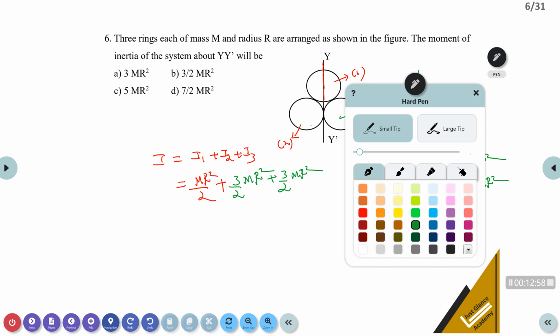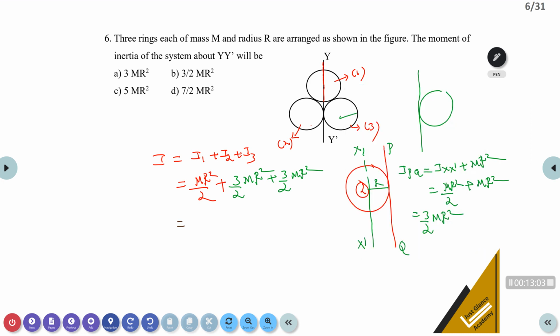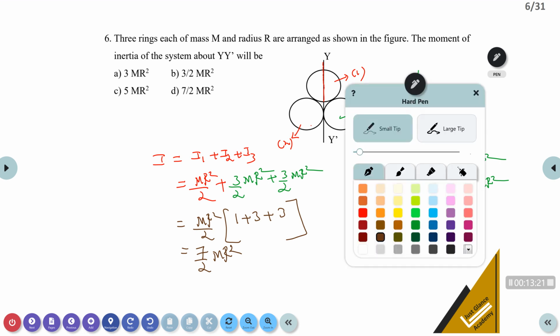Students, you see, which is the common factor in all these cases? That is m r square by 2 is the common factor. 1 plus 3 plus 3 here, so the answer becomes 7 by 2 m r square. Is that a choice? Okay. D is the right choice.